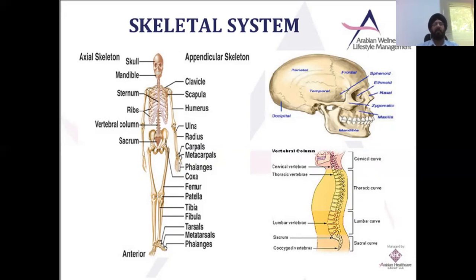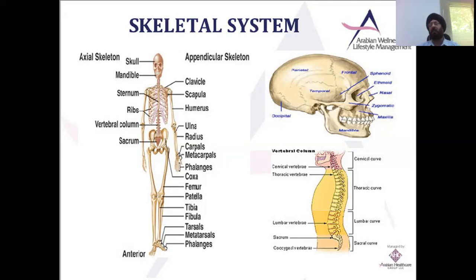Now we will talk about the axial system first. Axial system comprises of skull and the spine. Skull has 22 bones, 8 cranial and 14 facial bones. Whereas spine has 33 individual irregular shaped bones called vertebra, which are arranged in column. That's why it is known as spinal column or vertebral column.